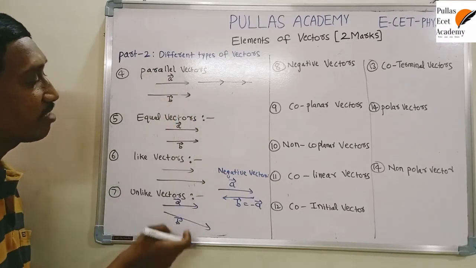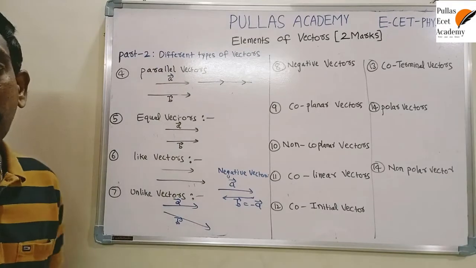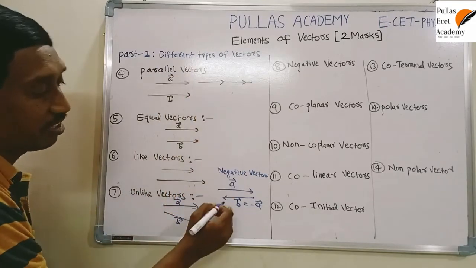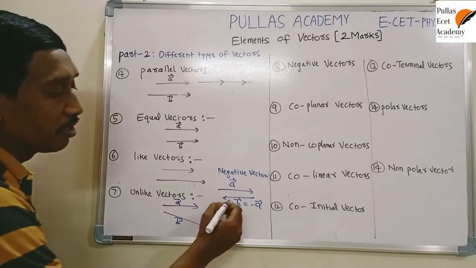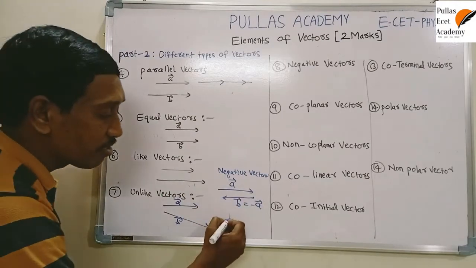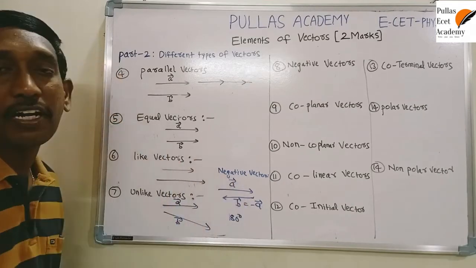Like vectors are parallel vectors. Now one more type is anti-parallel vectors. These negative vectors are also called anti-parallel. Anti-parallel means the angle between the two vectors is 180 degrees. So that is anti-parallel vectors.